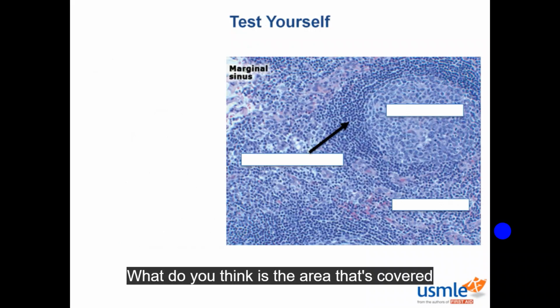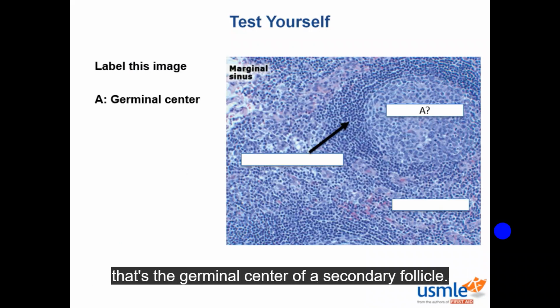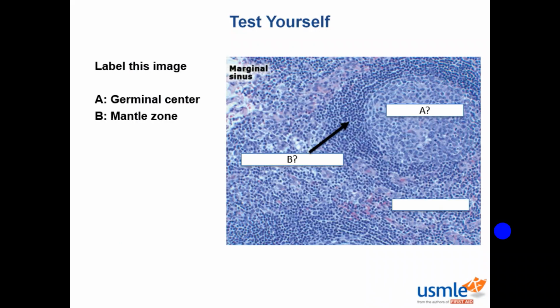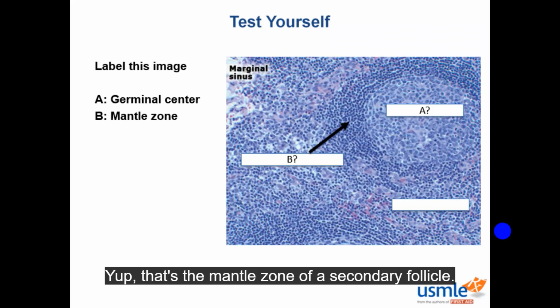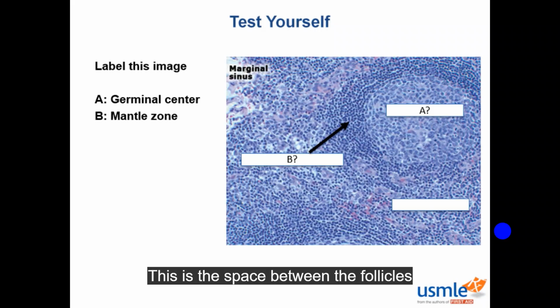So let's test some concepts with a histological image. What do you think is the area that's covered with the box on the top right? You're right if you're saying that's the germinal center of a secondary follicle. What about this next one with the arrow coming out of it? Yep, that's the mantle zone of a secondary follicle. And what about this last one? This is the space between the follicles and the medulla, and that's the paracortex.